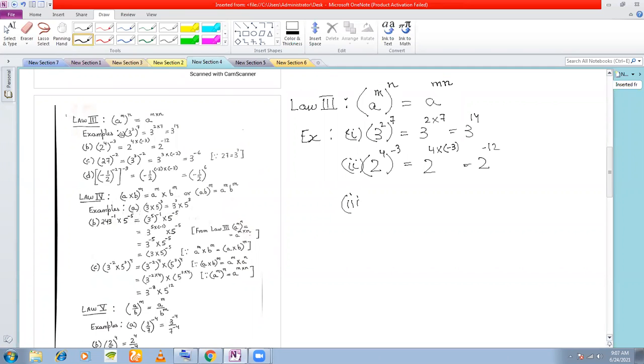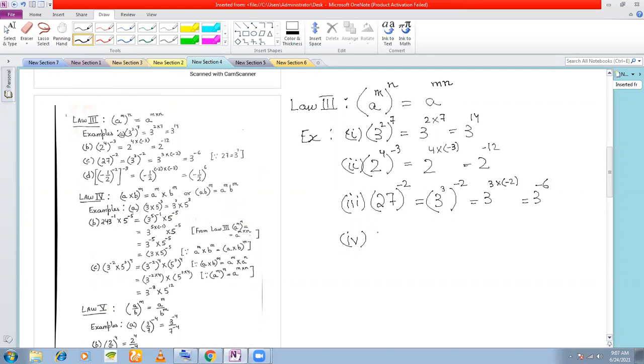Let us say you have 27 to the power of minus 2. See, 27 is nothing but 3 cube. So you write 27 as 3 cube to the power of minus 2. Now 3 cube has been raised to the power of minus 2, so you can multiply the powers. 3 into minus 2, which is 3 to the power of minus 6.